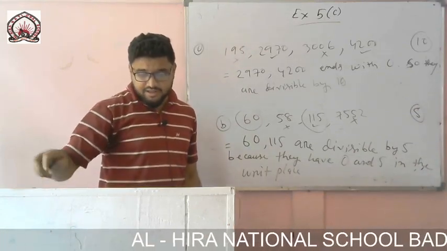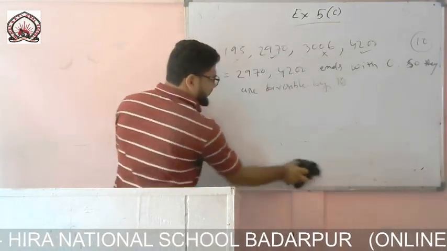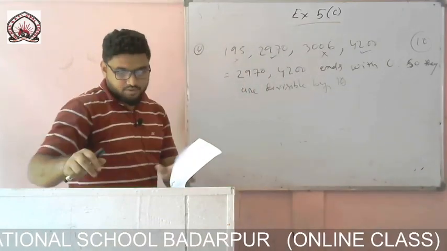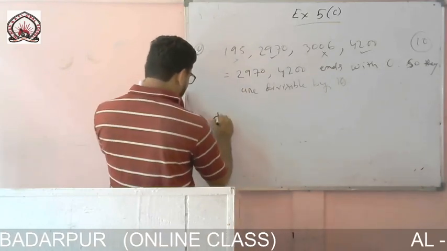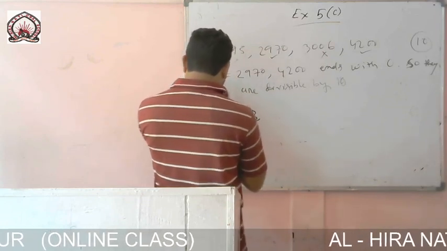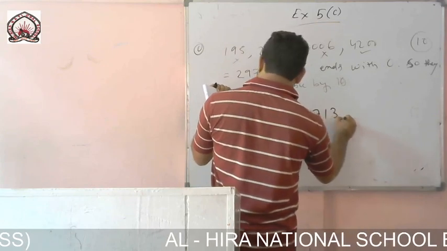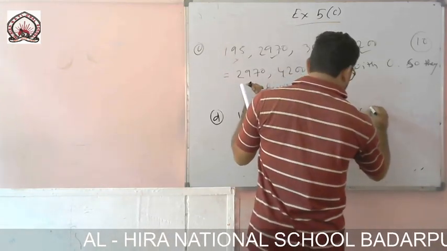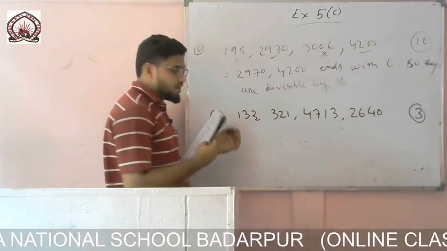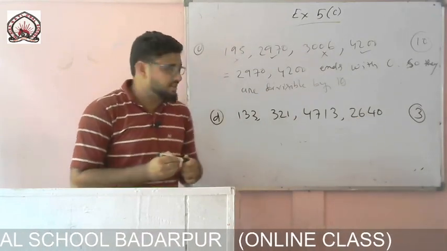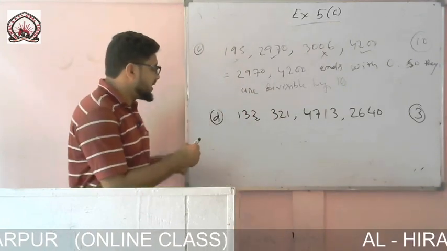Now divisibility of what? 3. So what is given? 133, then 321, then 4713, then 2640. Okay, we have to divide by what? 3. We know that if the sum of the digits is divisible by 3, then the whole number is divisible by 3. So let us check.